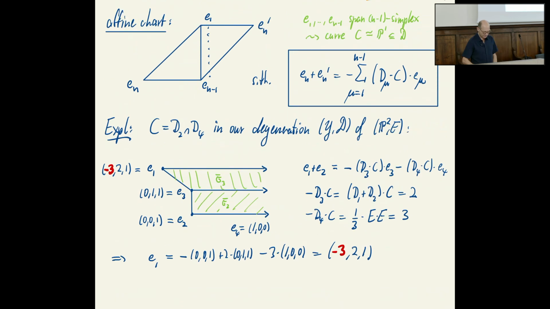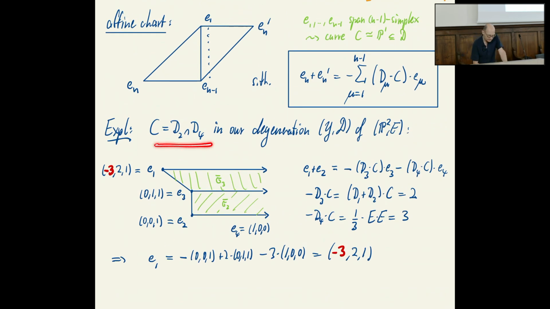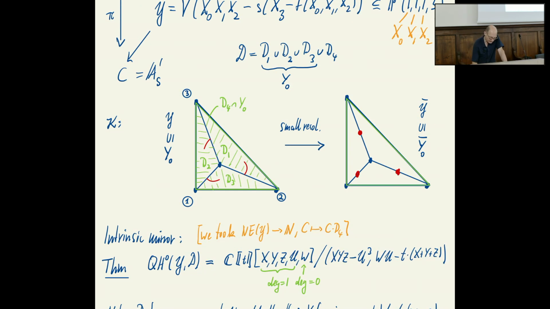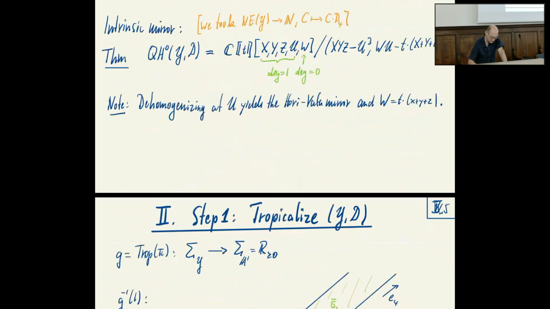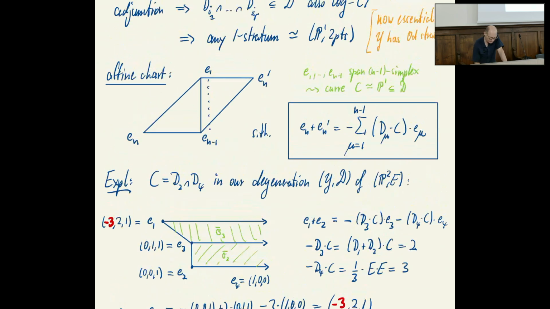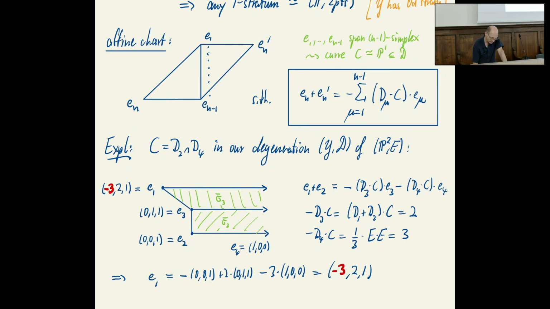So let's do this in this explicit example. Let's look at the curve D2 intersected D4 in our degeneration. So maybe I should go back to the picture. So I'm taking D2 intersected D4, okay? So this is my stratum, and that is a curve. So this is my first kind of triangle, semi-infinite here because I put one point at infinity. And I'm wondering where this point goes, okay?